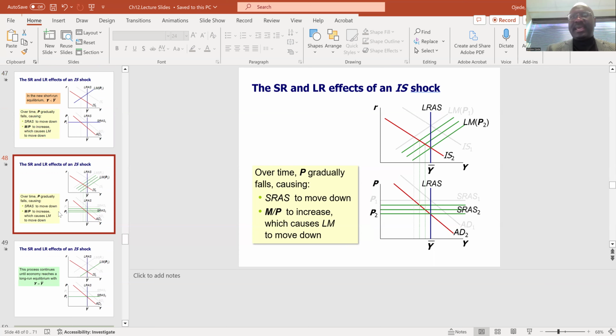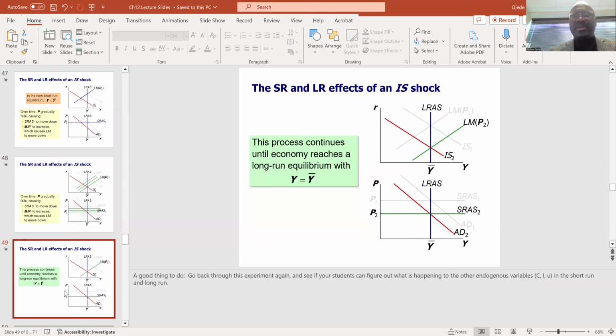It's a gradual shift, but I just did one shift because when you're drawing a graph, you can't draw a gradual shift. You just draw one shift from P1 to P2. This curve goes downwards, right? So at the end of it all, this is what you're going to be drawing in a test to show how you adjust to the long run. The LM curve eventually is going to shift to the right.